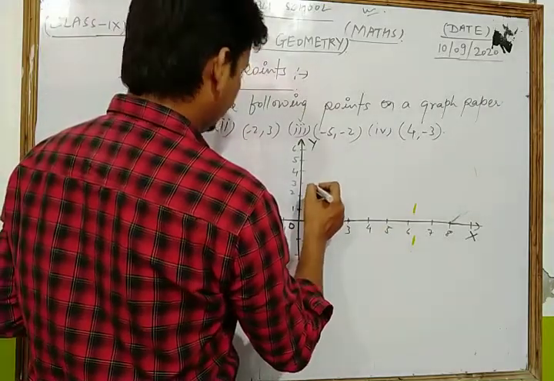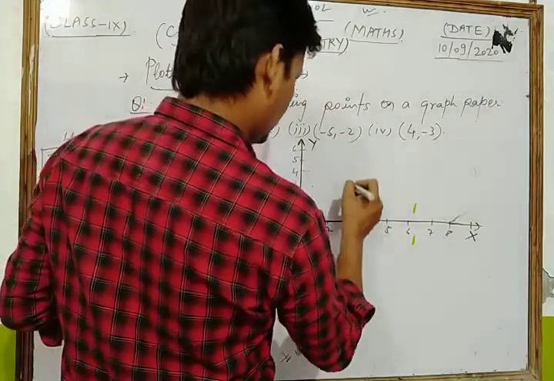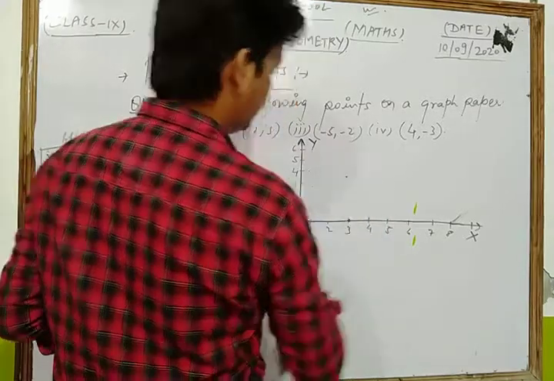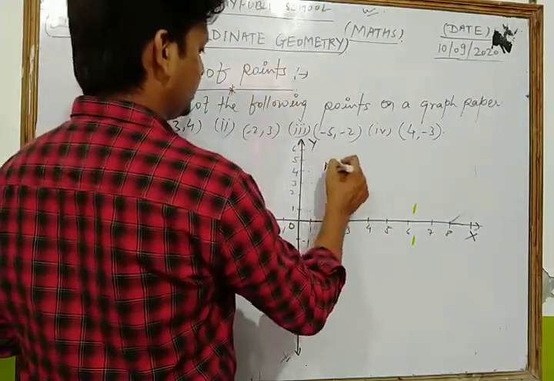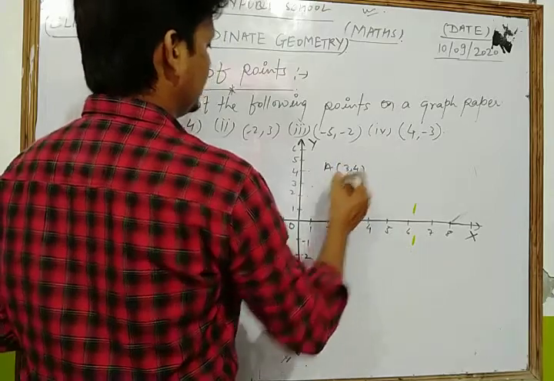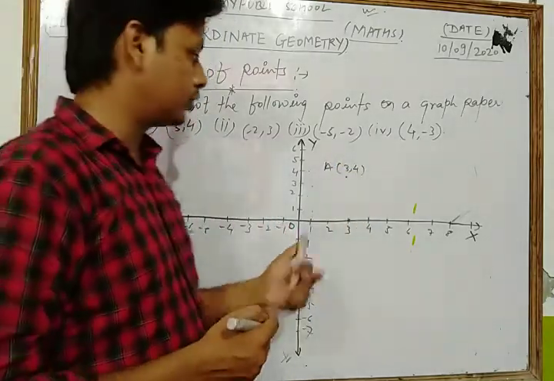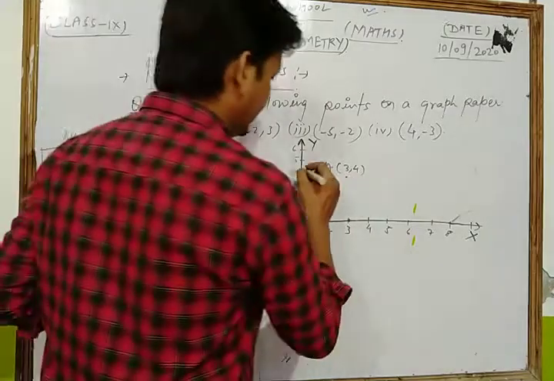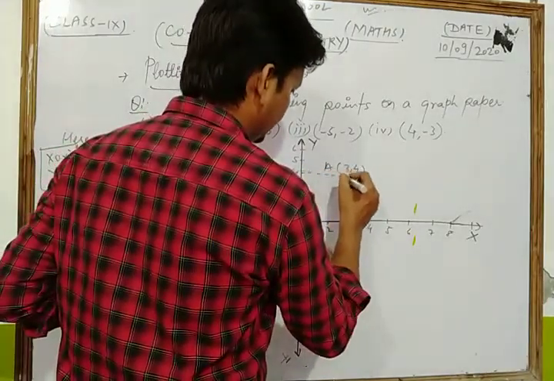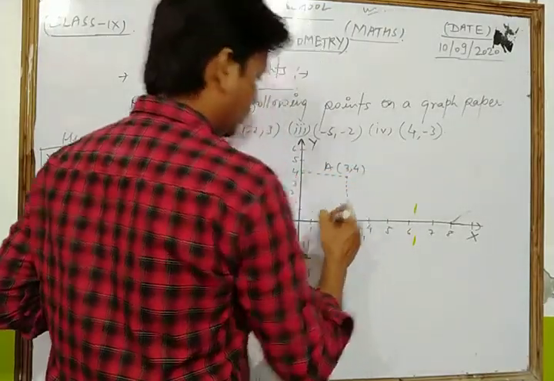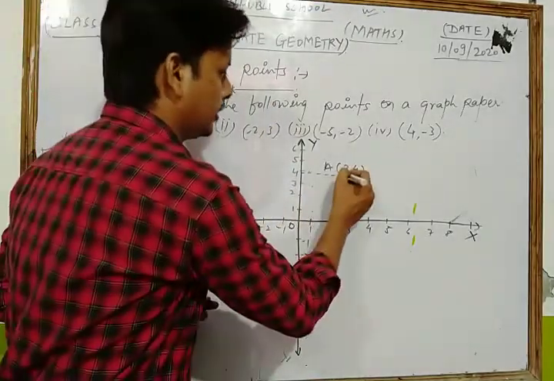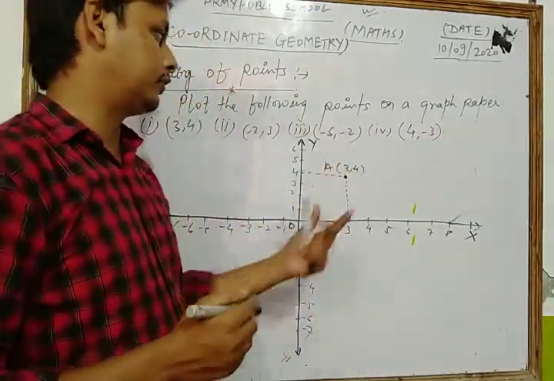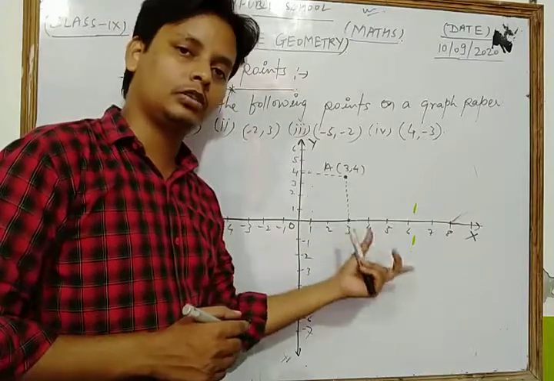1, 2, 3, 4. So this point is denoted as (3, 4), because its abscissa is 3 and ordinate is 4. So we can represent that point in this way. This is the required point which we plot on the graph paper.